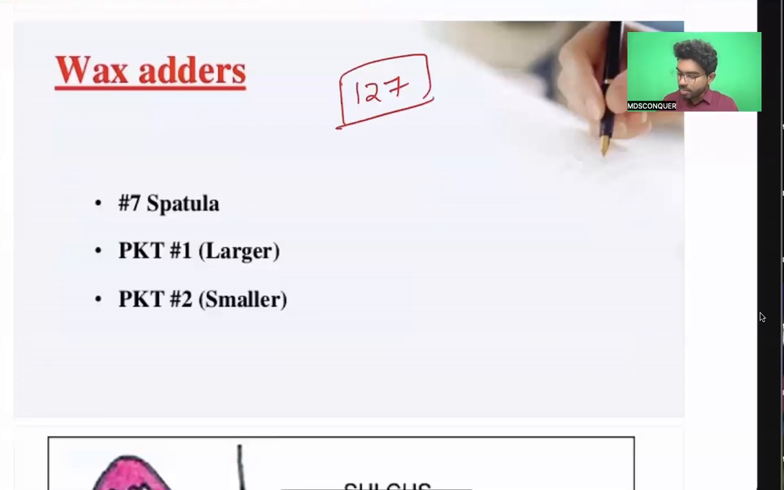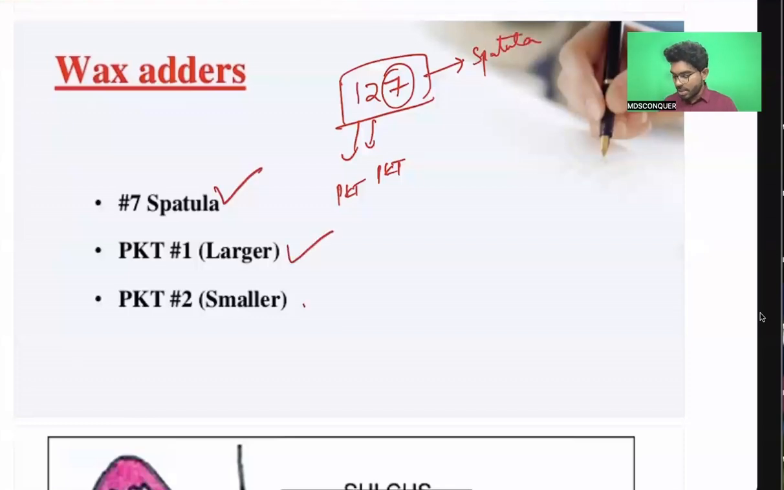7. 1, 2 we have already discussed. PKT1, PKT2 are wax adding. The seventh one, number 7, is a spatula. So number 7 spatula, 1 for larger increments and 2 for smaller increments. So these are basically instruments which are useful for addition of wax.